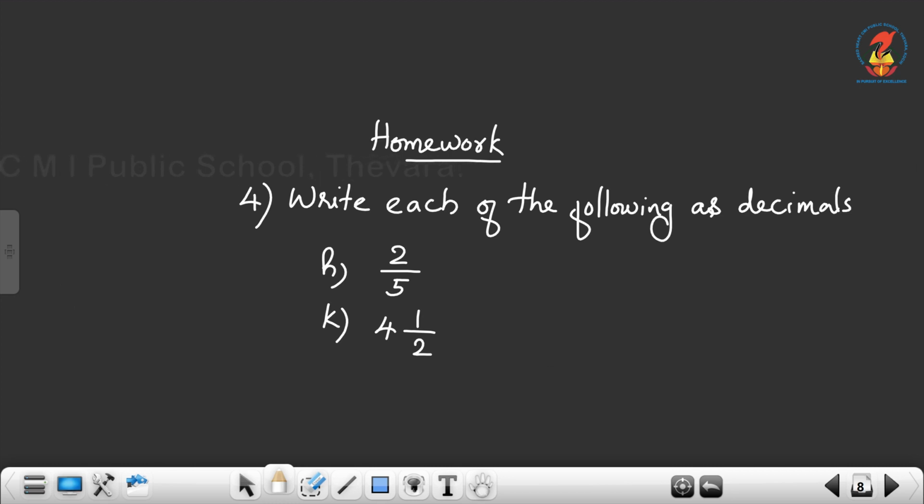Now, homework question number 4 in exercise 8.1. So exercise 8.1 question number 4, write each of the following as decimals, 2 by 5 and 4 and 1 by 2.